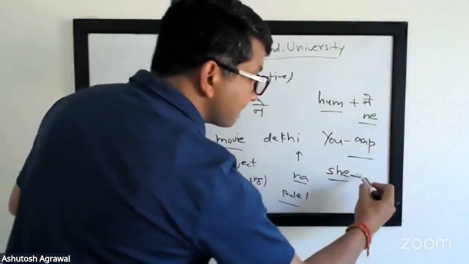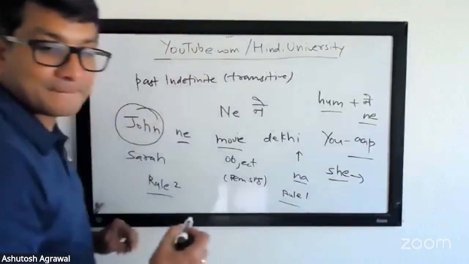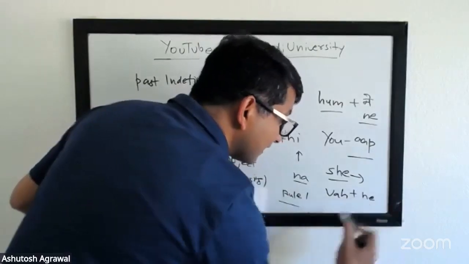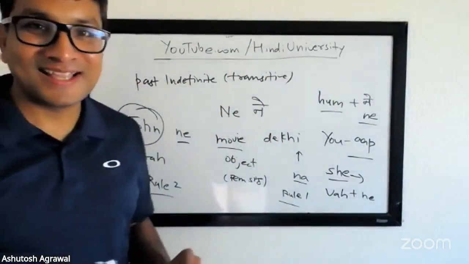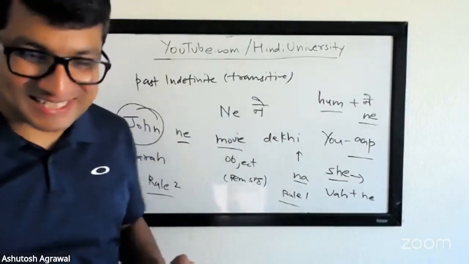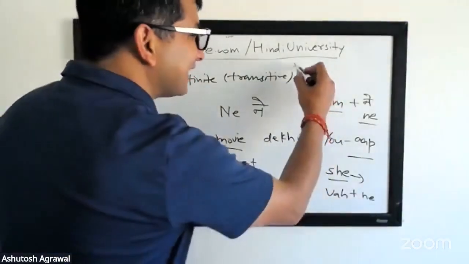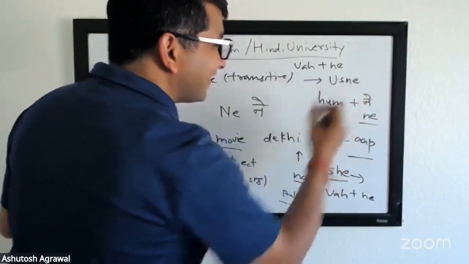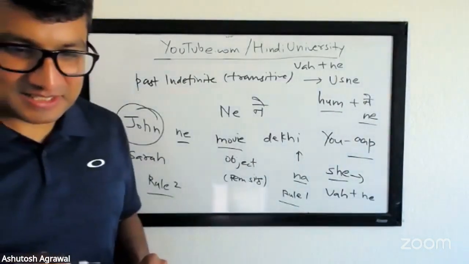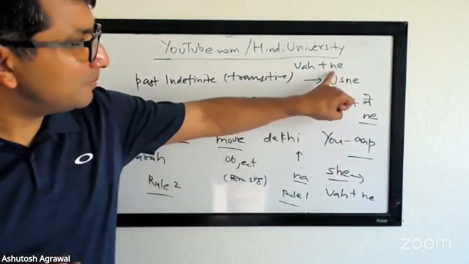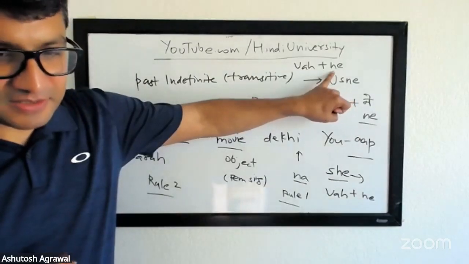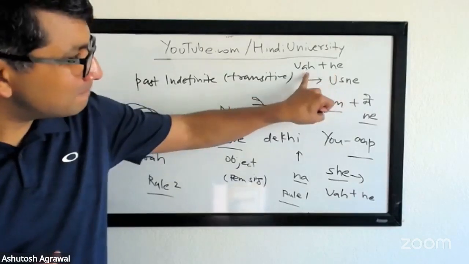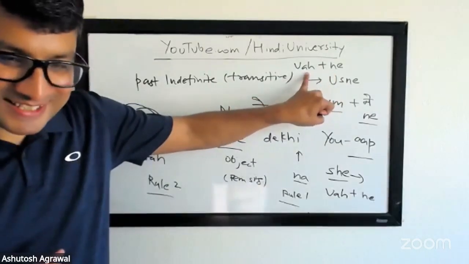She is... Vaha. Vaha. And then ne. Oh yeah, right. So we go usne. Very good. Usne. Yeah. Usne. And why usne? Because ne is there, and because ne is there, we conjugate the vaha to us.